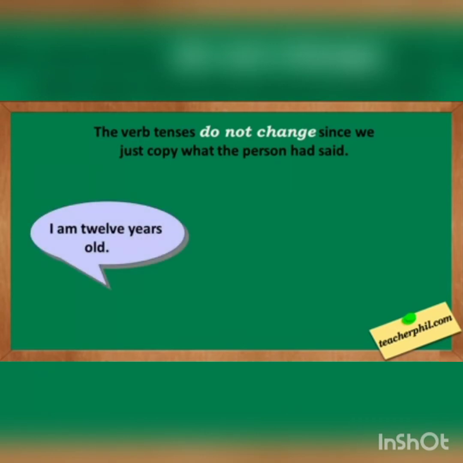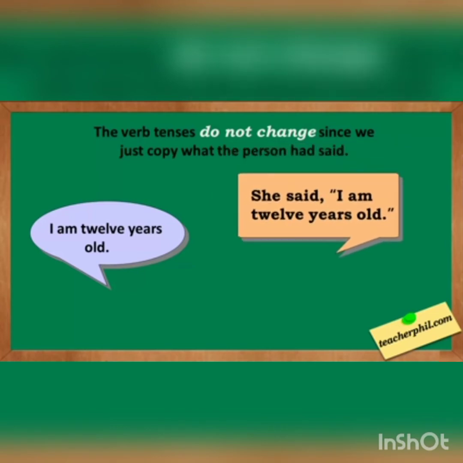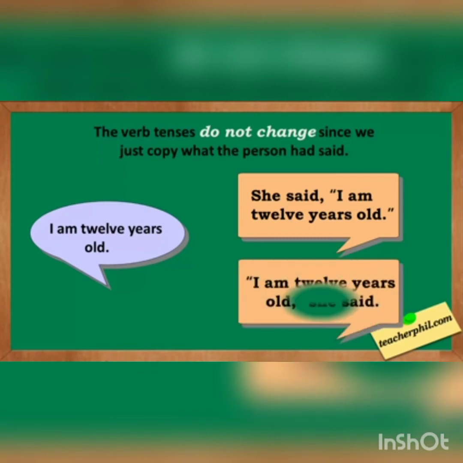"I am 12 years old." Let's assume that the speaker of this sentence is a girl. So the direct sentence should be, She said, "I am 12 years old." Or you can also say, "I am 12 years old," she said. If you've noticed, the verb tense doesn't change.